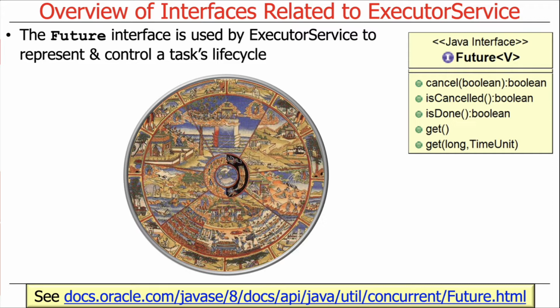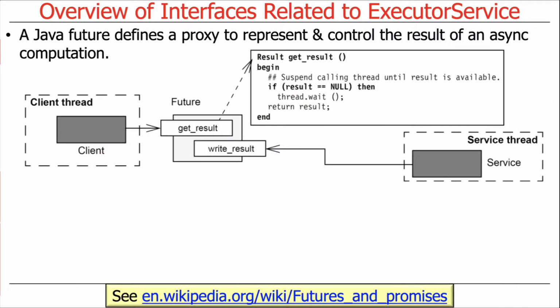The future is an interface that's used by the executor service to represent and control the life cycle of a task. So you can think of a future as a proxy that some other thread can use to represent and control the result of an asynchronous computation. So this is from a book I also co-authored. This is the Pattern-Oriented Software Architecture Volume 4 book, and this is a diagram from that. This shows the interactions between the different key parts of a future.